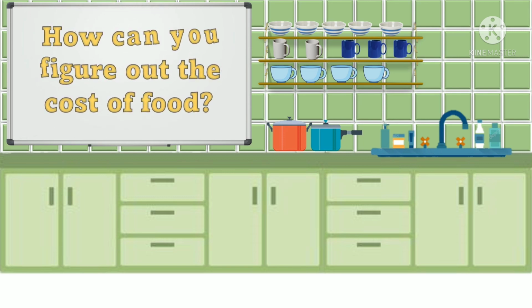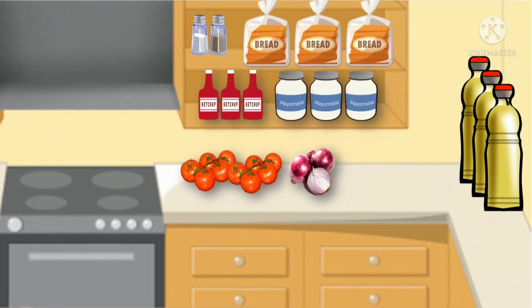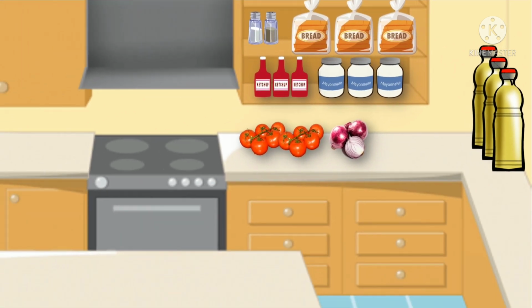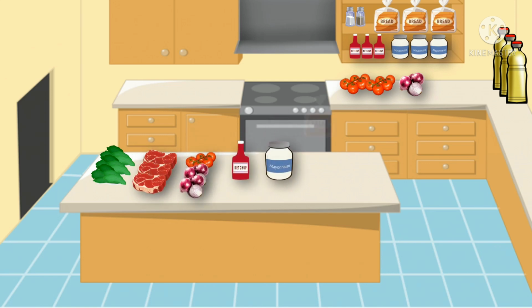Here are the steps on how you can figure out the cost of food. Example, this is your kitchen. Take a physical count of the stock in your kitchen. Add your new stock purchases. If you already have a stock in the kitchen and have also purchased additional stock during the week, you should add the two together by combining last week's closing stock with this week's purchases.